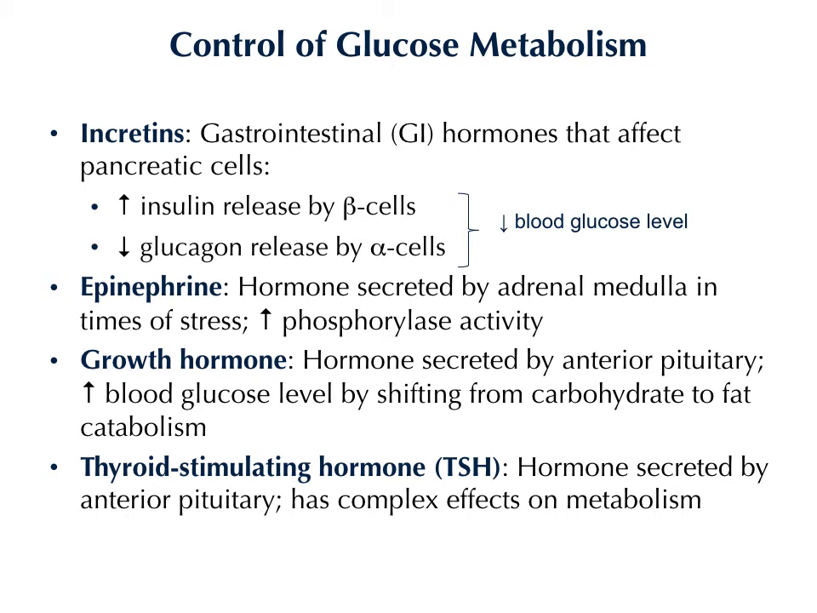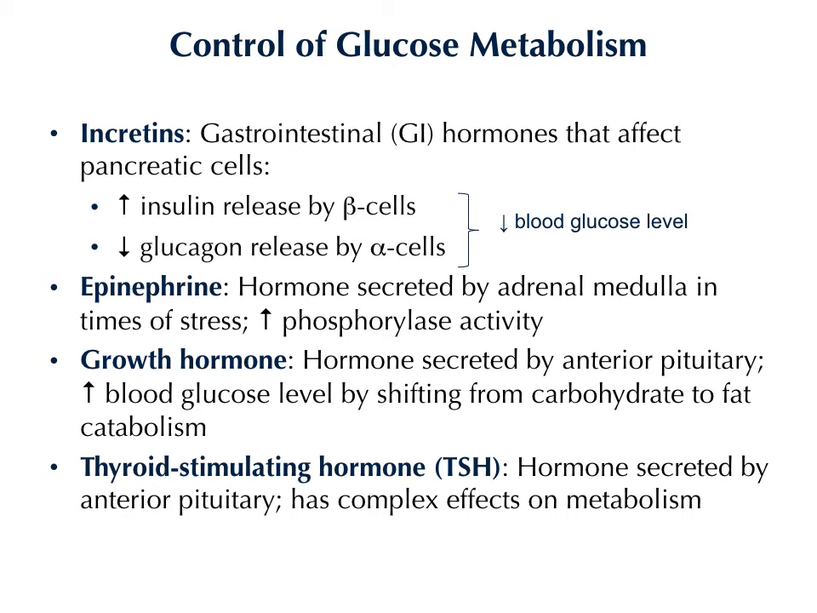Growth hormone is made by the anterior pituitary, and it too will increase your blood glucose level, but by a different mechanism. It causes a shift from carbohydrate to fat catabolism, and it does this by limiting the storage of fat in fat depots. Instead, more fats are mobilized and catabolized, and in this way, growth hormone will spare carbohydrates from being catabolized, and the level of blood glucose in the bloodstream is also increased.